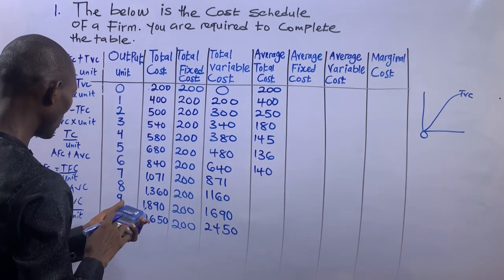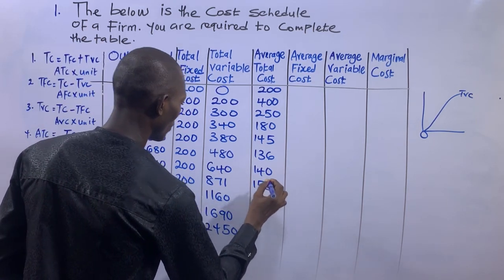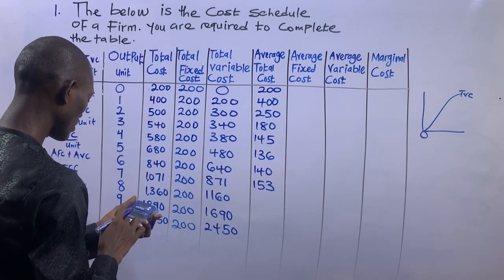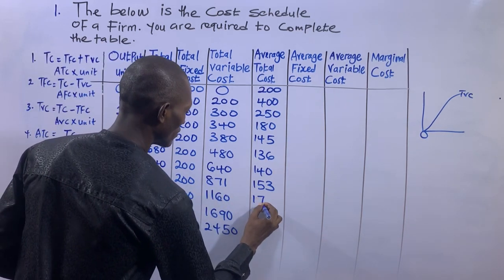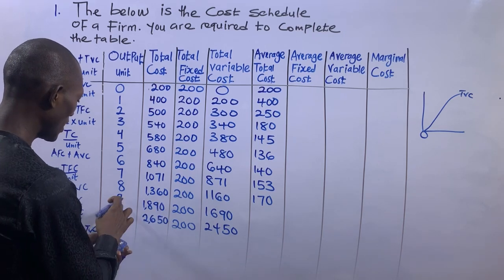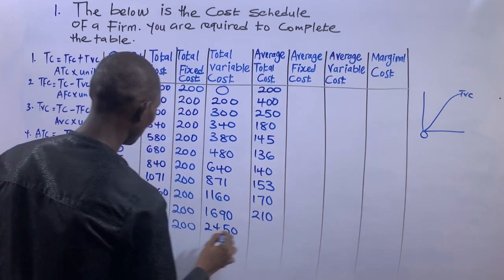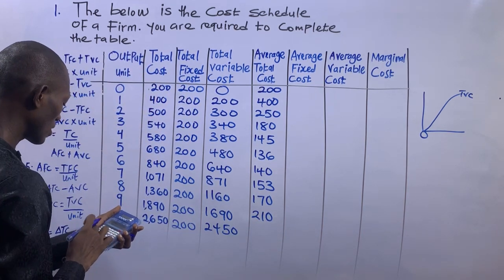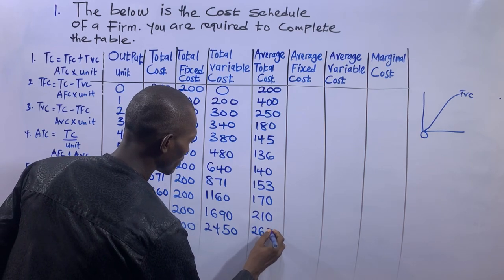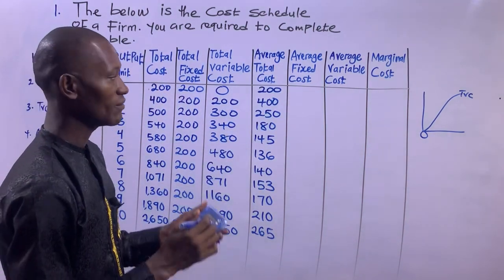1071 divided by 7, that's 153. 1360 divided by 8, that gives us 170. Then 1890 divided by 9, that gives us 210. Then lastly, 2650 divided by 10, that gives us 265. So these are the average costs, or average total costs.